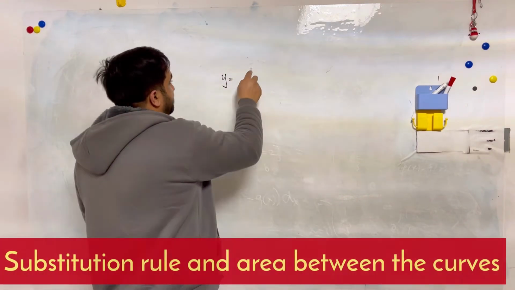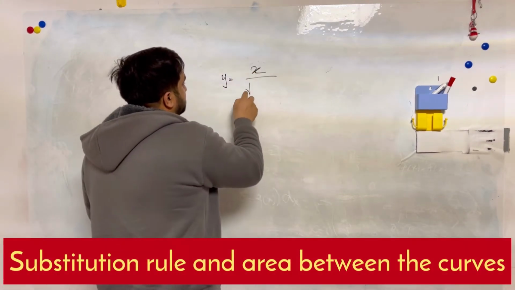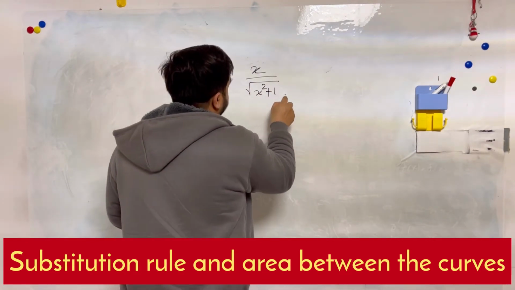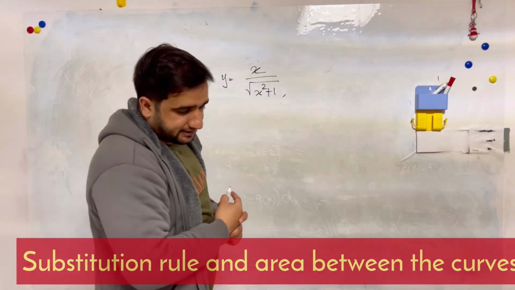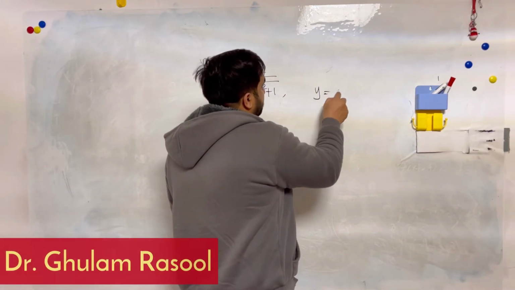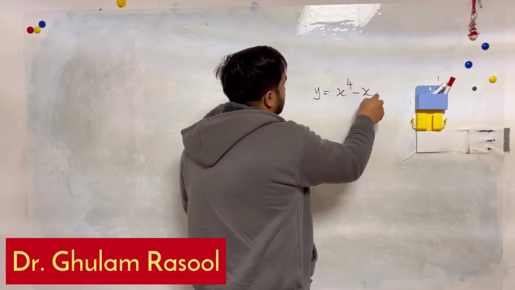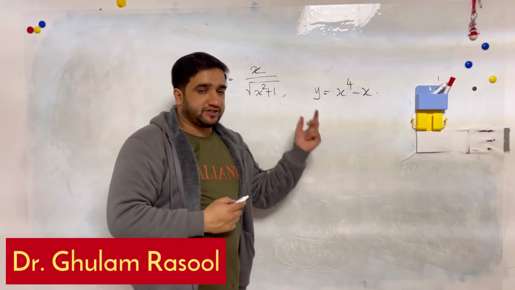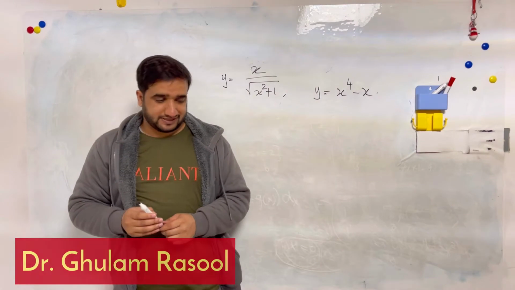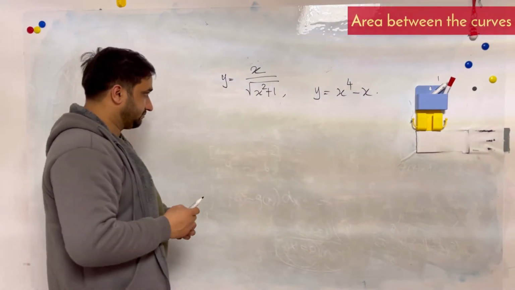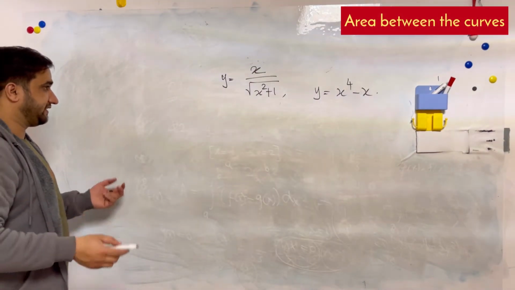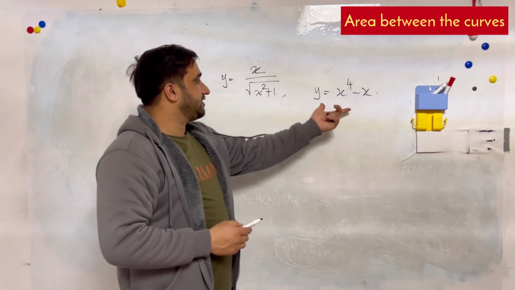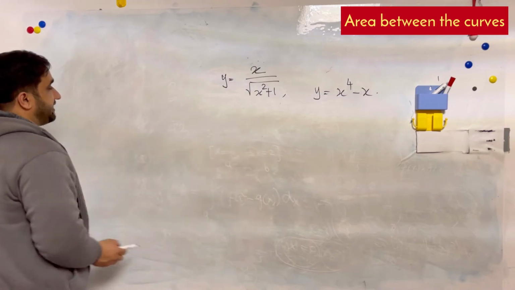One curve is like this, x divided by under the root x square plus 1, and another curve is y equals x raised to the power 4 minus x. And the question is same, only these two functions are given to you but no boundary. So I told you one method is that we can equate these two equations and find the values of x.